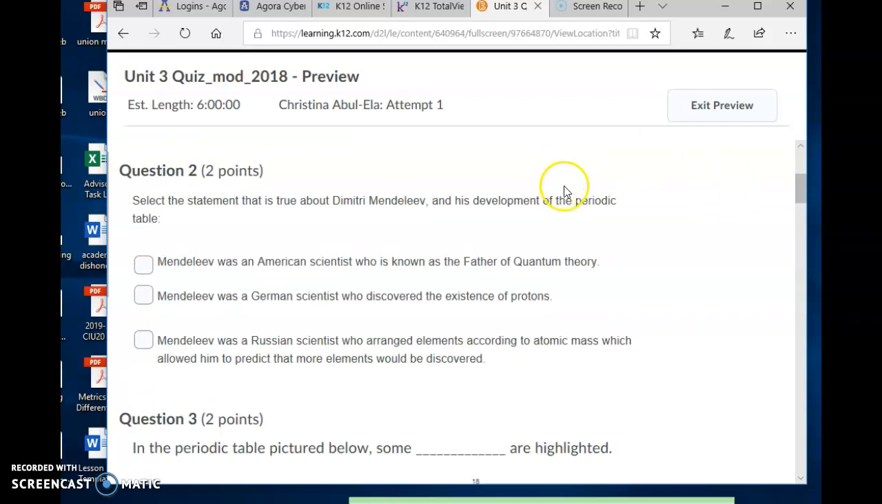Question 2. Select the statement that is true about Dmitri Mendeleev and his development of the periodic table. Mendeleev was an American scientist who is known as the father of quantum theory. Mendeleev was a German scientist who discovered the existence of protons. Mendeleev was a Russian scientist who arranged elements according to atomic mass, which allowed him to predict that more elements would be discovered.